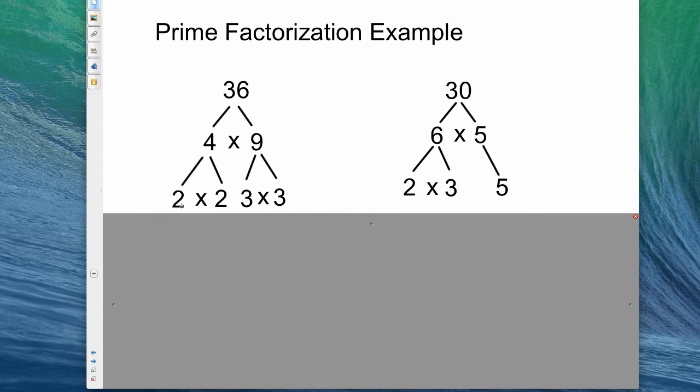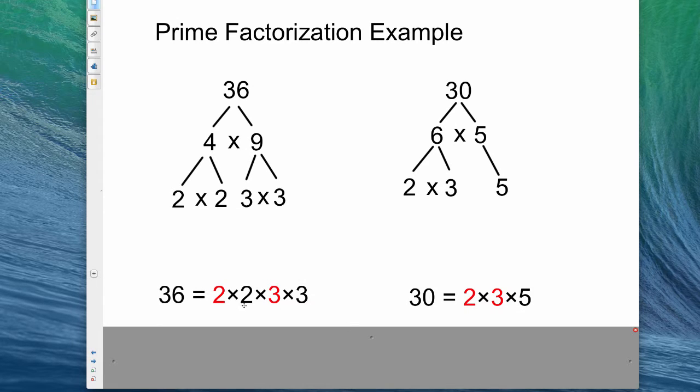Well, 4 can be broken down into 2 times 2. 9 can be broken down into 3 times 3. 6 can be broken down into 2 times 3, and 5 can't be broken down because it's already prime. 2 is a prime number, 3 is a prime number, and 5 is a prime number. So we have broken down 36 and 30 into the prime numbers that go into making them. Down below, I've listed those prime numbers for each of the given numbers. So 36 is made up of 2 times 2 times 3 times 3, and 30 is made up of the prime numbers 2 times 3 times 5.